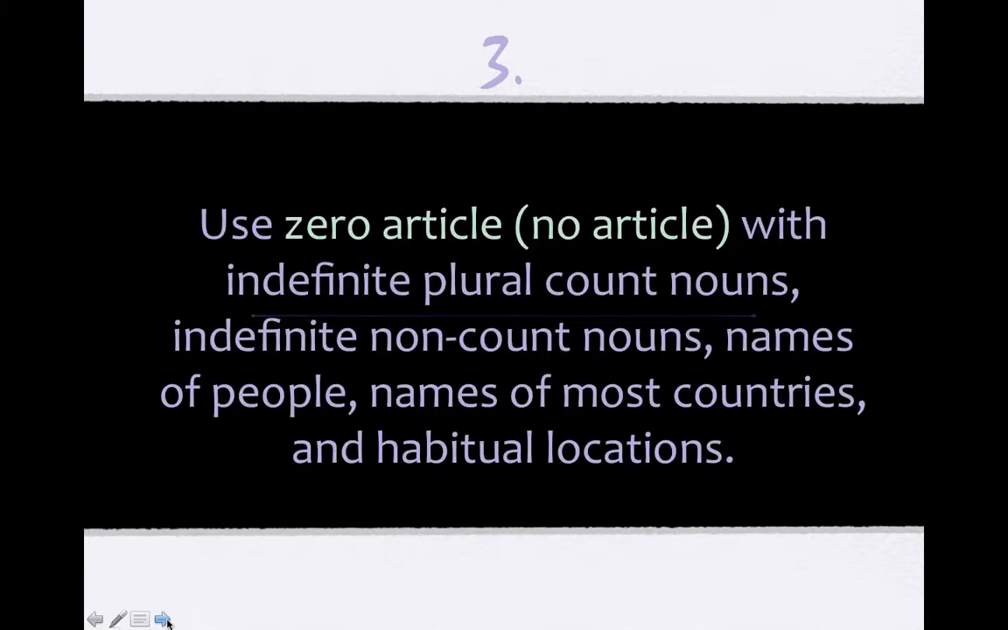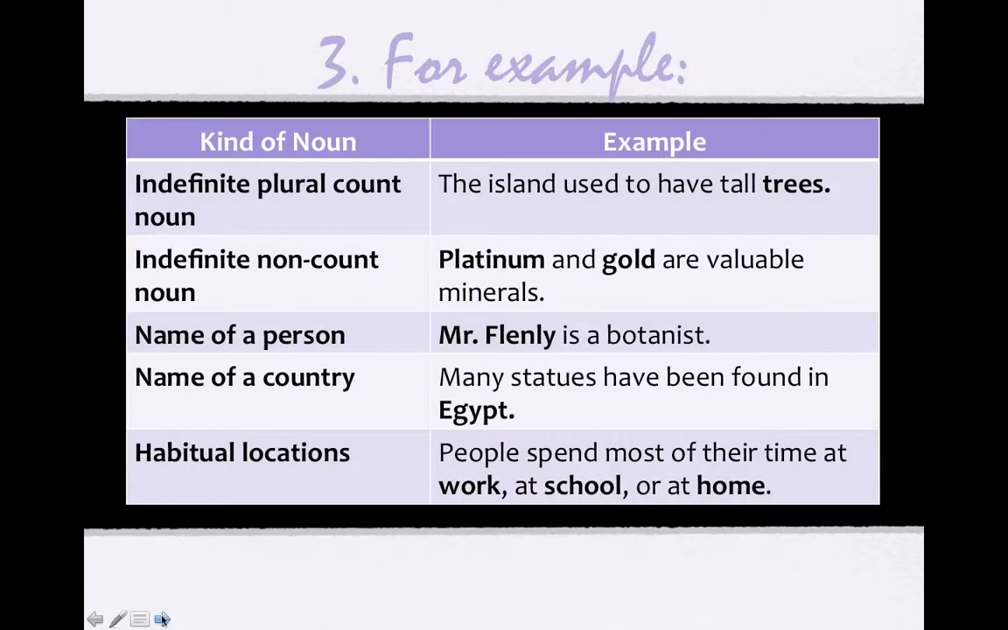Okay, I use zero article or no article with indefinite plural count nouns, indefinite non-count nouns, names of people, names of most countries, and habitual locations, places that people are or go to by habit. And here are some examples. When I say the island used to have tall trees, no article, this is an indefinite plural count noun.